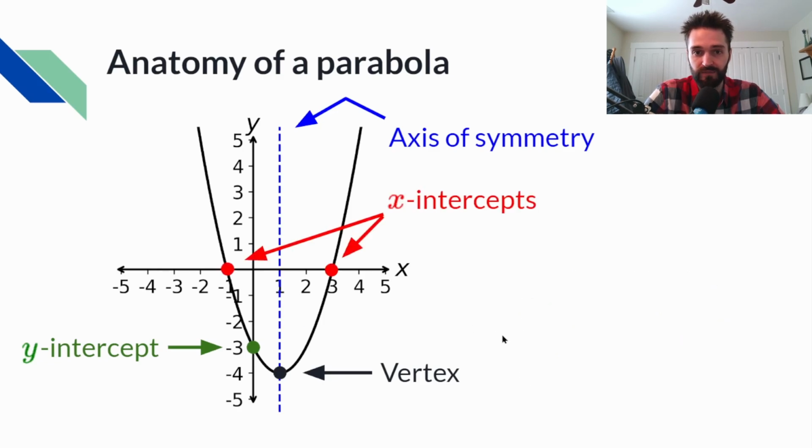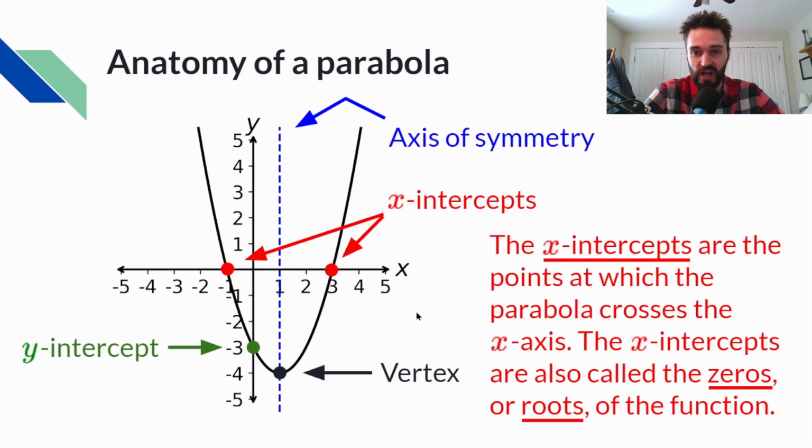And the x-intercepts are given by these red points, and these are harder to find. It's a challenge to find these. The x-intercepts are the points at which the parabola crosses the x-axis. Okay, so that's where y equals 0. They're at a height of 0. The x-intercepts are also called the zeros, or the roots of the function. Okay? We'll get into this more in the next video. I want to talk about intercepts in the next video.